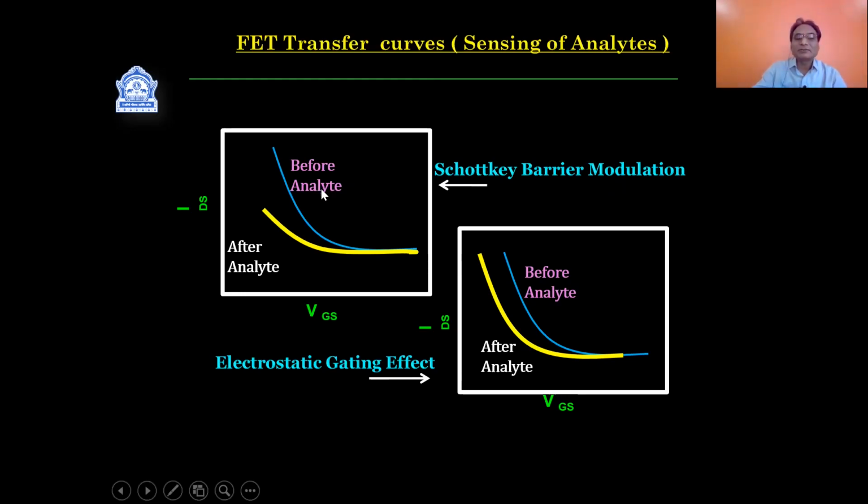If you have this kind of transfer curve, this is VGS versus IDS, before and after analyte, because before analyte means you are exposing your material to dry air, and after analyte means you are exposing a fixed concentration, maybe 5 ppm or 10 ppm of the desired gas analyte, maybe CO, CO2, H2S, whatever. If you end up with this kind of transfer curve in presence of analyte and in absence of analyte, this kind of mechanism is called Schottky barrier modulation mechanism. If you are having this kind of curve, we can call it an electrostatic gating effect.